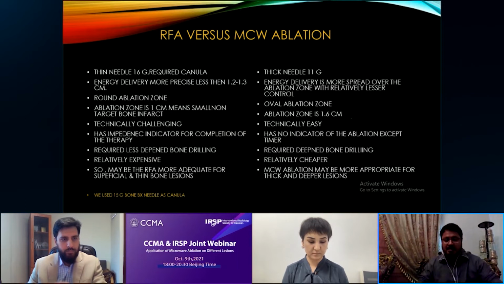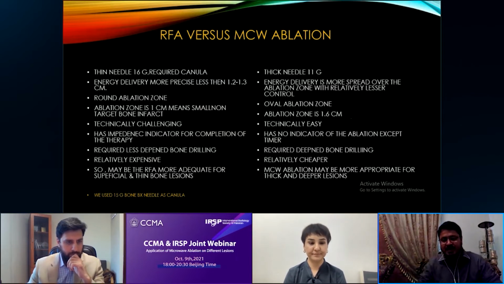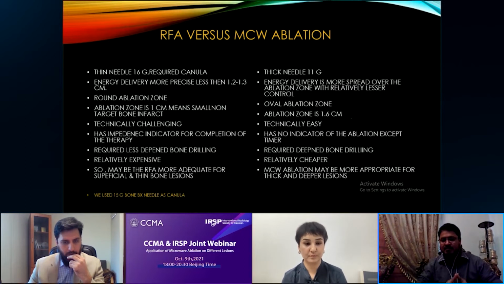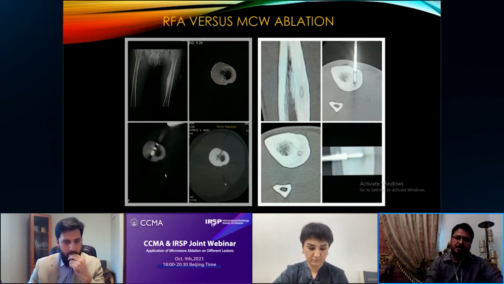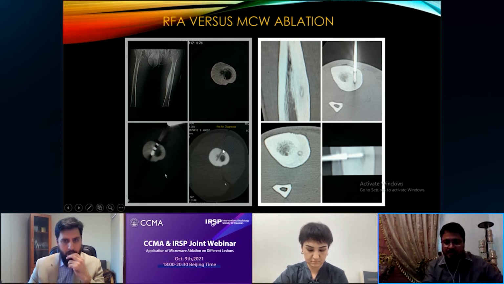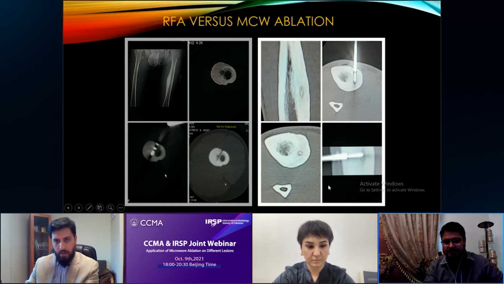In our setup in Pakistan, RF is more expensive, and microwave ablation is relatively cheaper. Both are available, however. So, in our experience, we think that RFA may be more optimal for superficial lesions, or lesions occurring in thin bones, whereas microwave ablation may be more appropriate for thick bones and deeper lesions. So here you can see the post ablation zone of the area where we drill the bone. It is relatively thicker than with RFA.